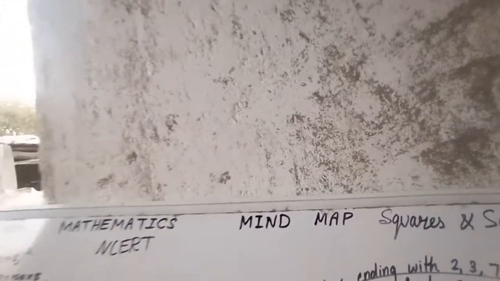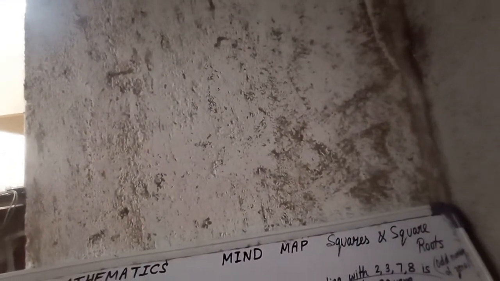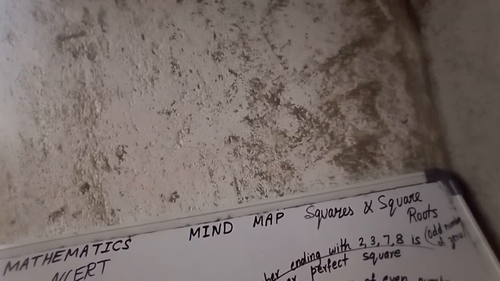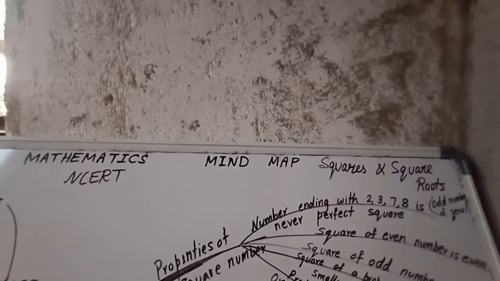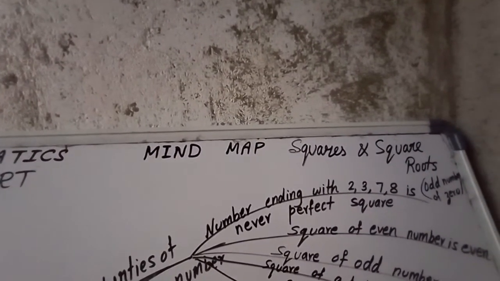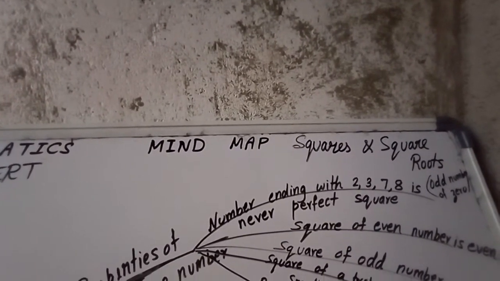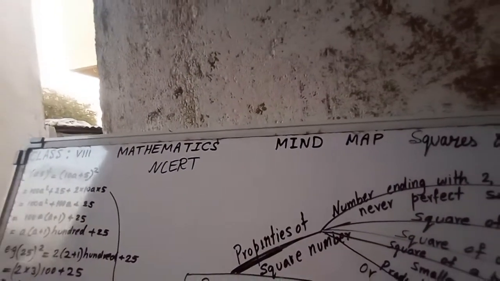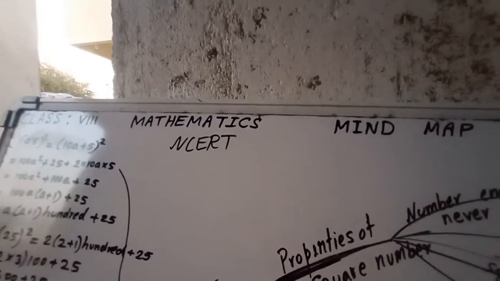Square, the word itself is giving that the square of a number is the product of the number with the number itself. So I will repeat once again. The square of a number is the product of the number with the number itself.